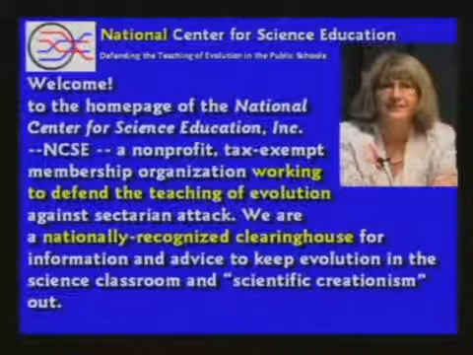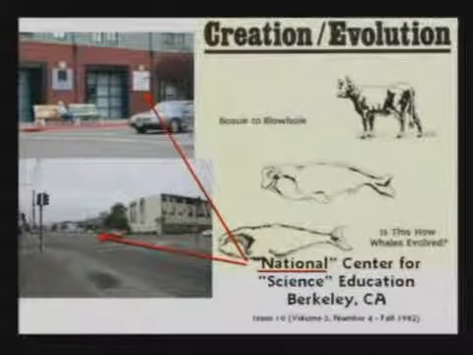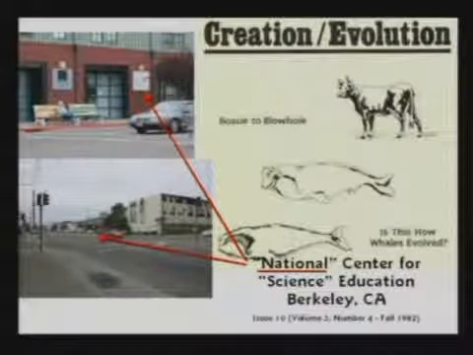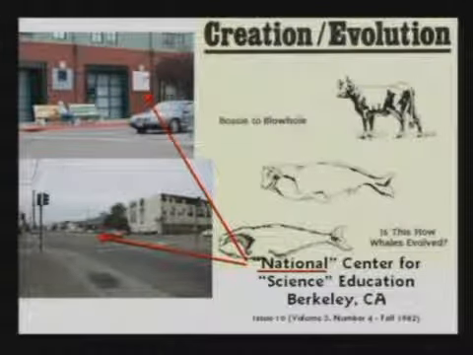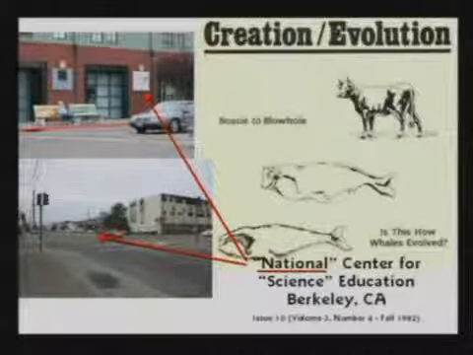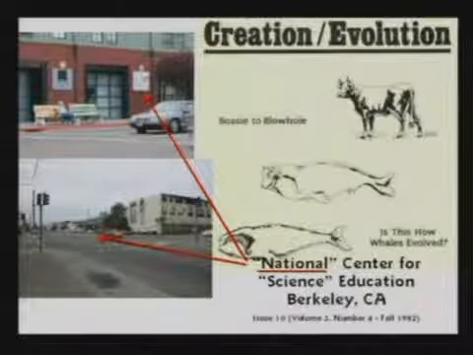Here's a brochure put out by the National Center for Science Education in the storefront building right there in downtown Berkeley, a few blocks from here. They say, is this how the whales evolved from bossy to blowhole? Did a cow evolve to a whale? Oh, there's only a few differences between a cow and a whale, you know. The address is now actually in Oakland. Oh, it's in Oakland now. Okay. I'll change that. Fix it.